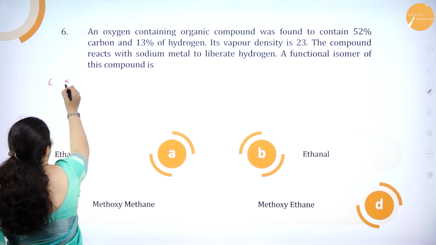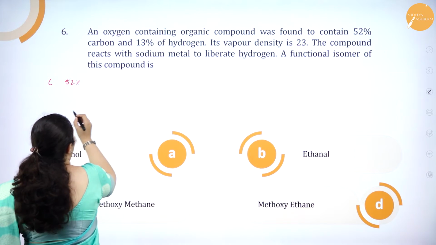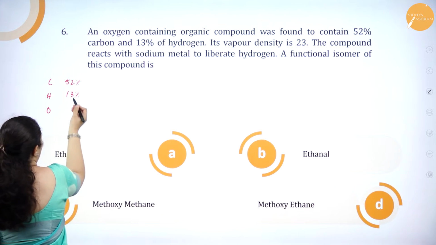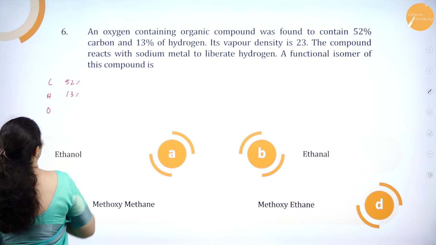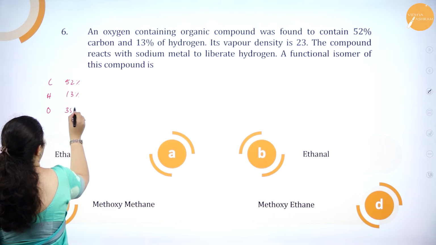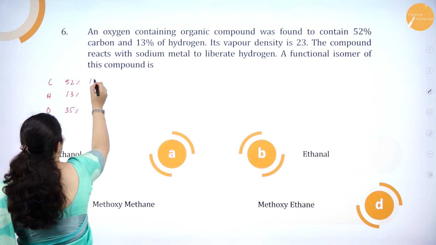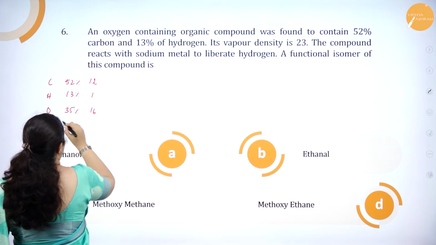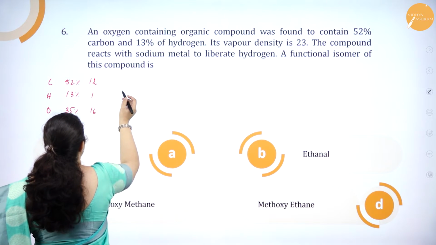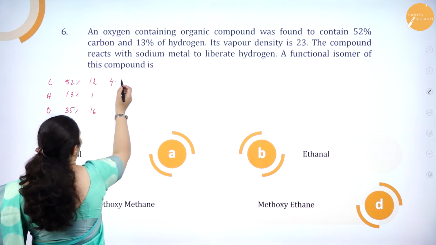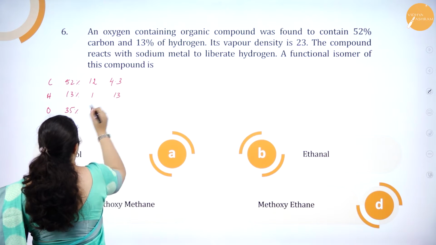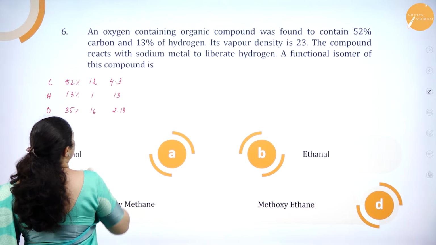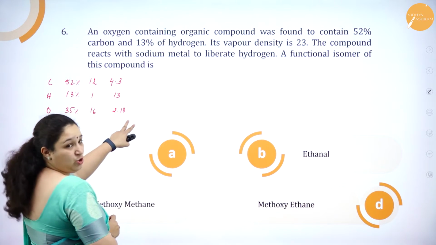Carbon is 52%. Then we have hydrogen is 13%. So the remaining is oxygen, that is this comes up to 65, that means 35% is oxygen. What is the atomic mass? 12, 1 and 16. So if I divide, I will get it as 4.3, 13, and here I will be getting it as 2.18. Now which is the smallest one? 2.18.